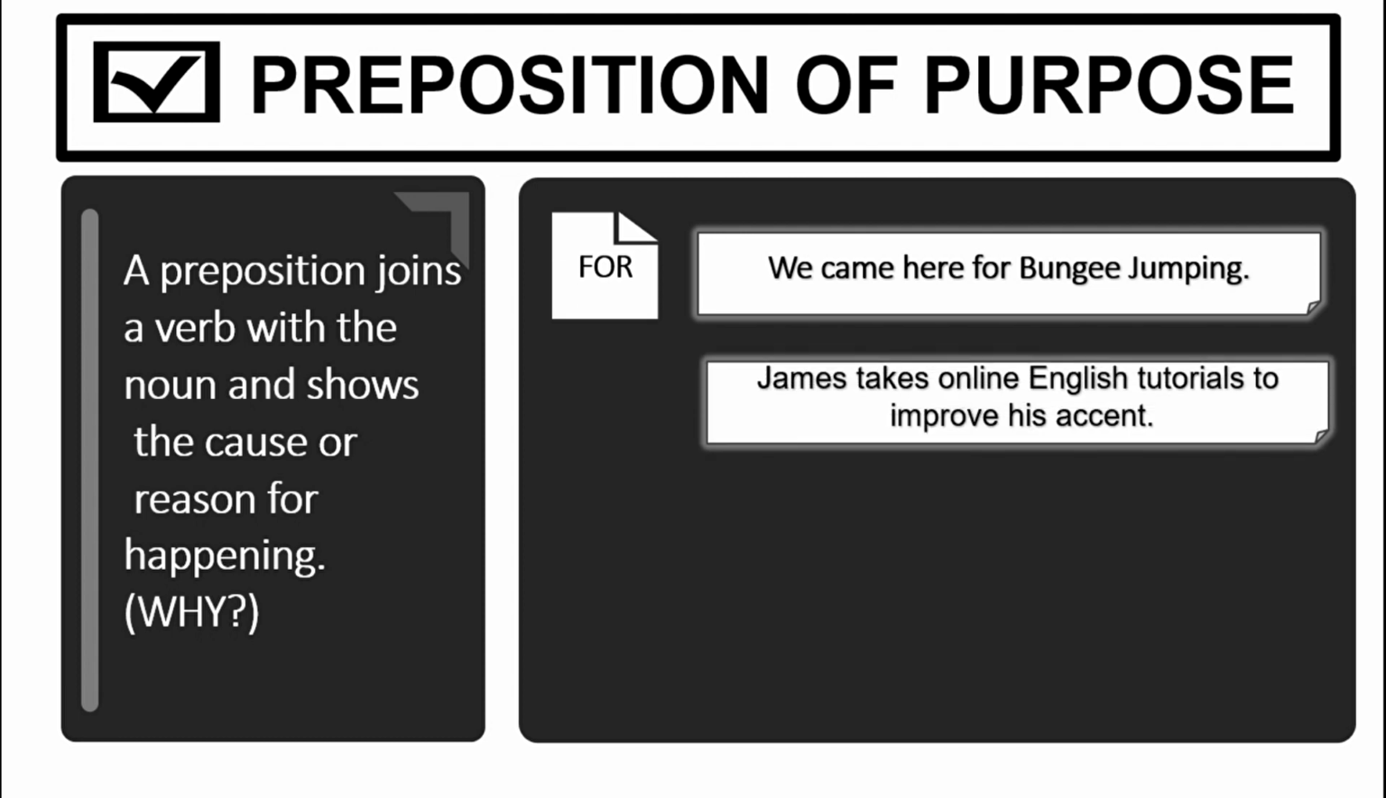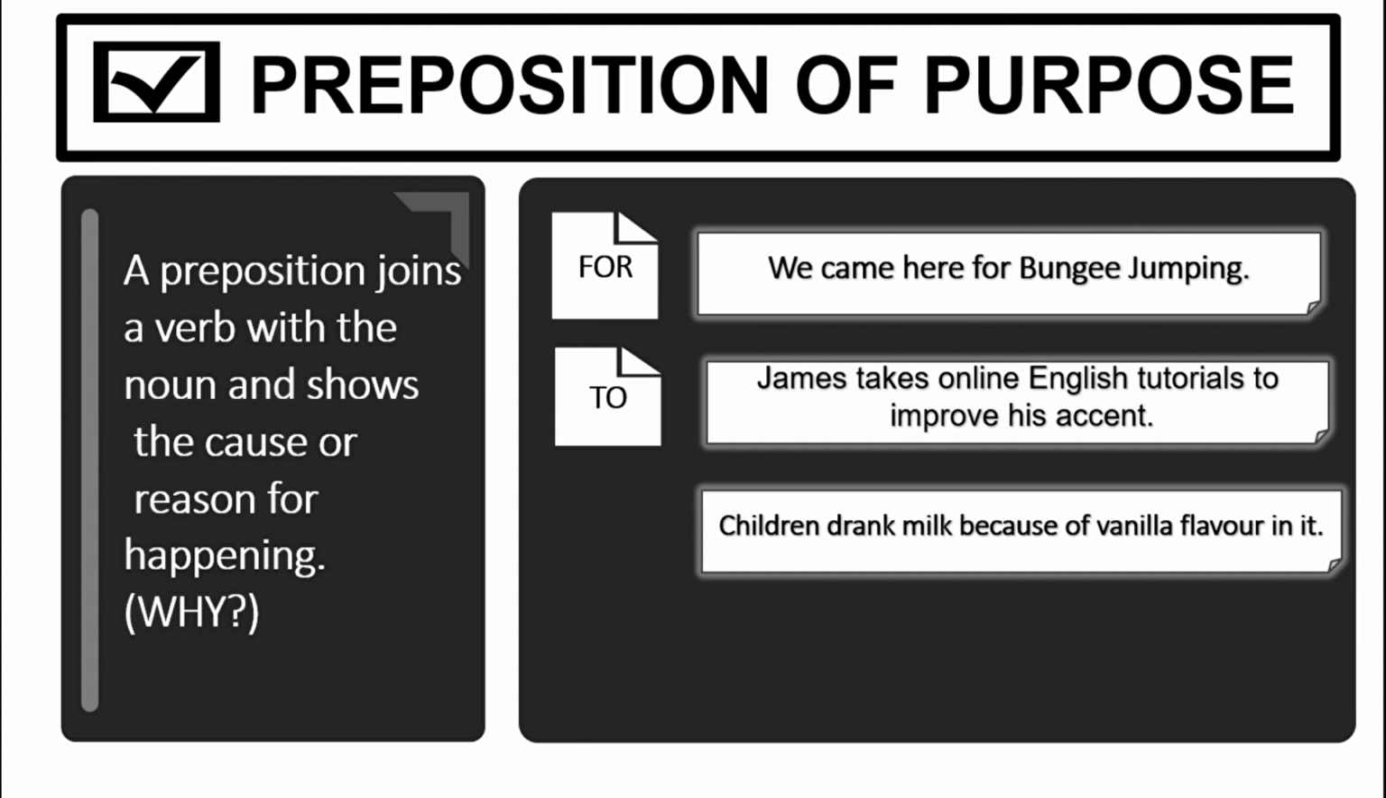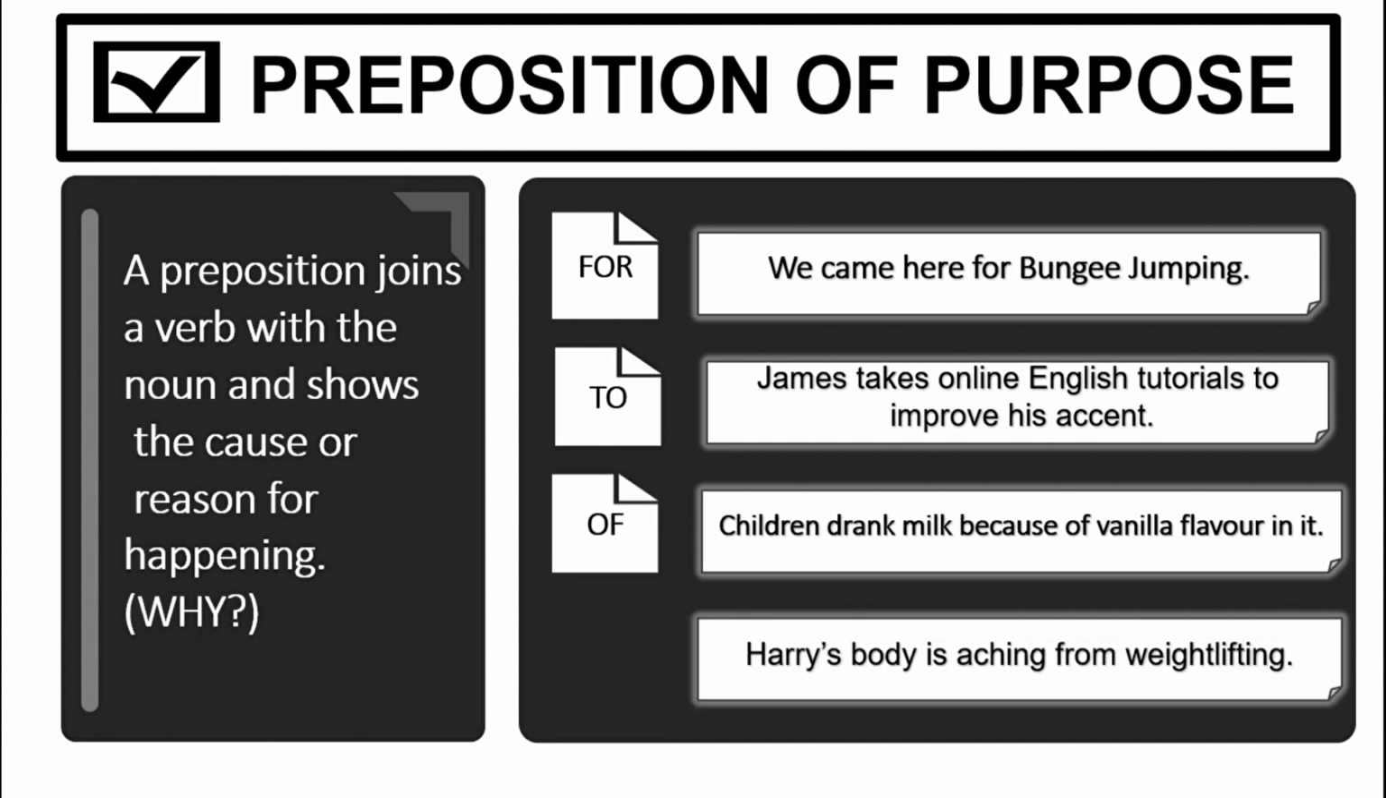James takes online English tutorials to improve his accent. So when you are doing something for something, like to improve his accent, to becomes the preposition of purpose. Children drank milk because of vanilla flavor in it. Of. Now because of something. So why did they drink? Because of vanilla flavor.